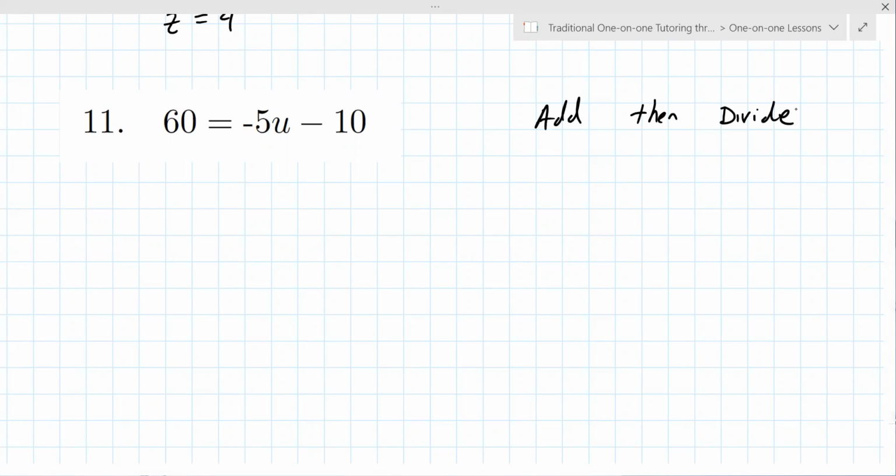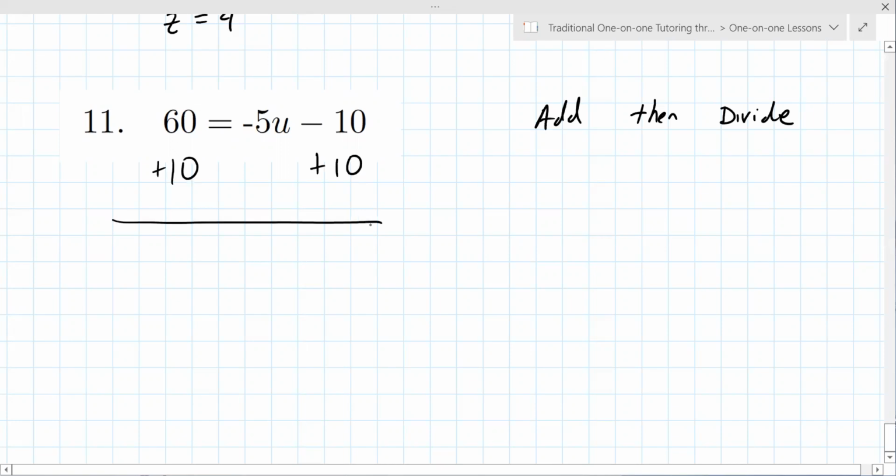So go ahead and try this again. We're going to add and then divide. Okay. 6 equals -5u, -10. Okay. Okay, u equals 14.